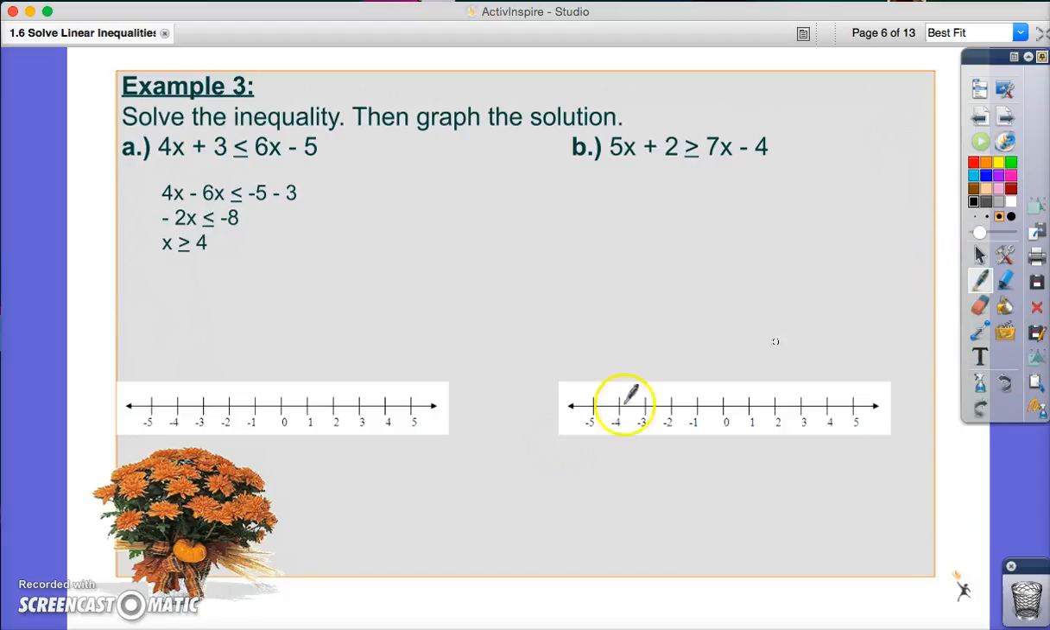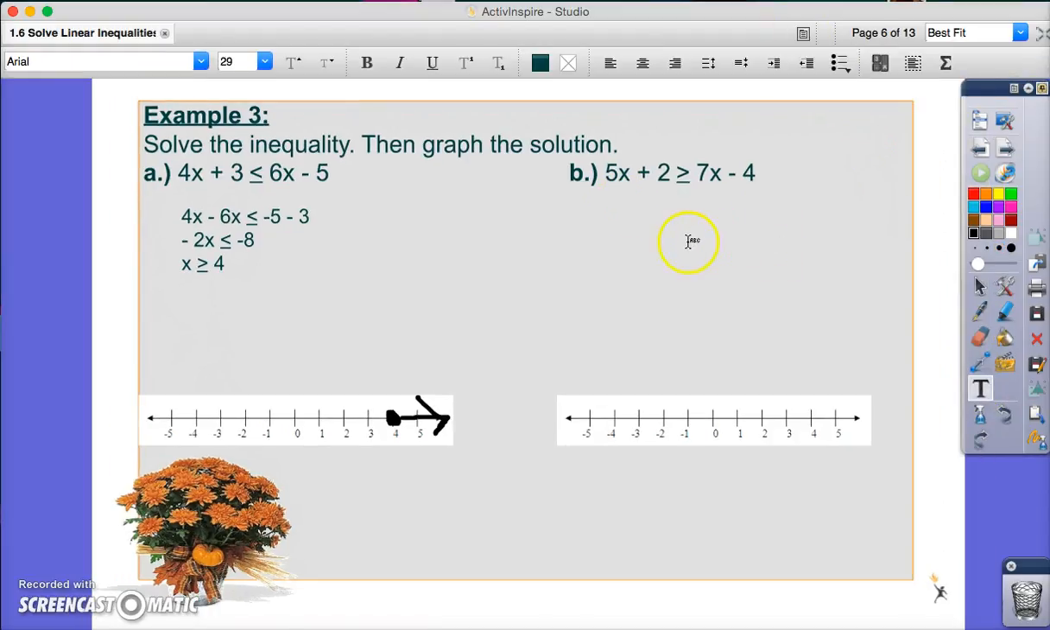All right, how do we graph that? Let's find 4 on my number line. "Or equal to" means it's solid. Greater than or equal to, draw your arrow to the right. Numbers increase. All right? Now, next one.